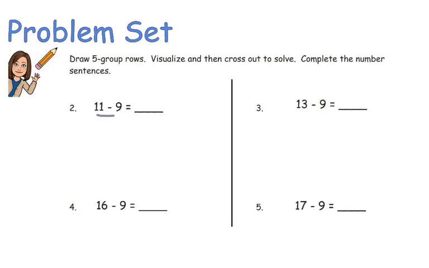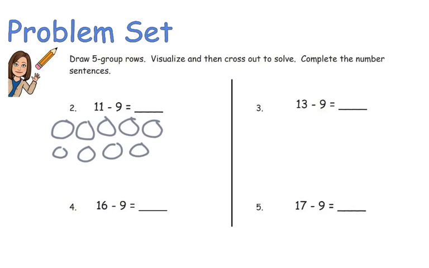So let's see. The first one says 11 minus 9. So we're going to draw 11 circles. 1, 2, 3, 4, 5, 6, 7, 8, 9, 10, 11. Now, I'm going to go back and count and make sure I have enough circles.